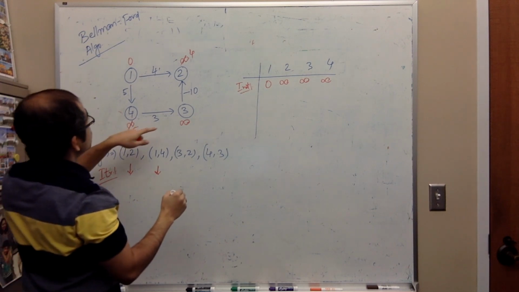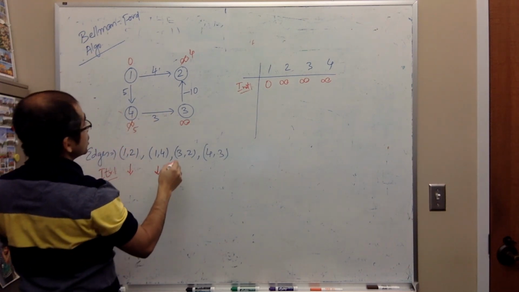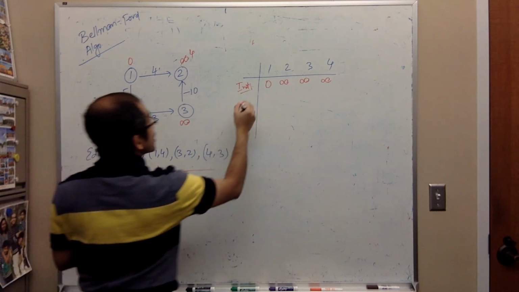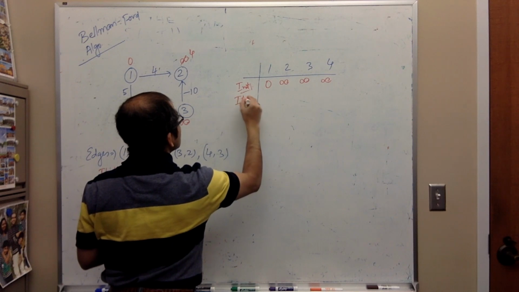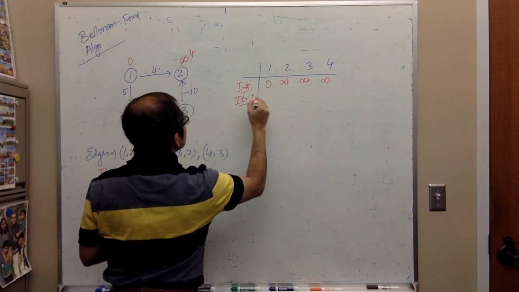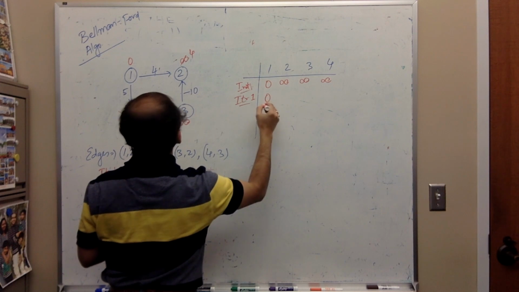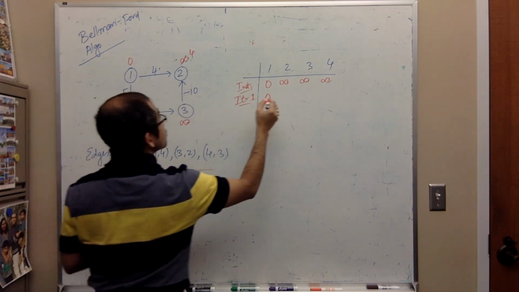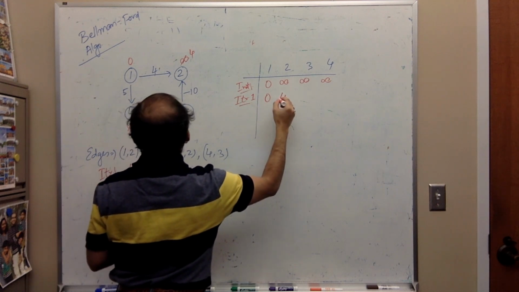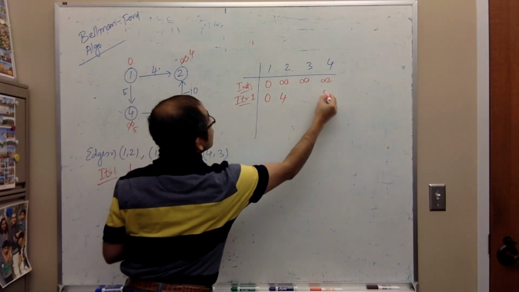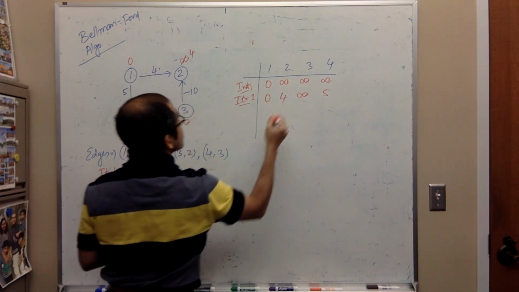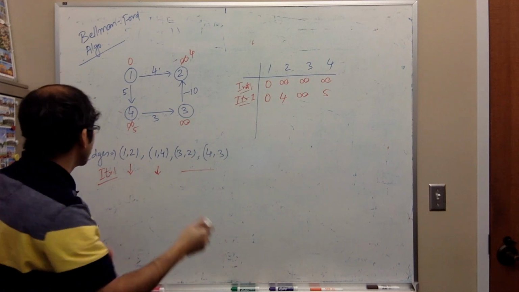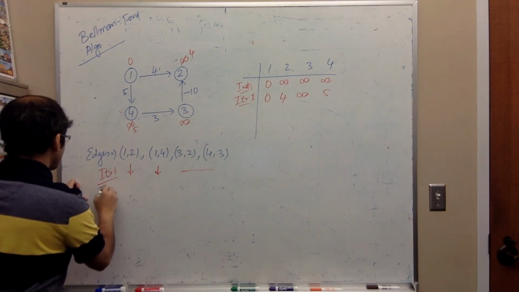And then 3 to 2, we cannot do those things at this stage. So at the end of iteration 1, the distance estimates are 0, then 2 is 4, and 4 is 5, and 3 is still unreachable. Okay, so iteration 1 is done. So let's go for iteration 2.